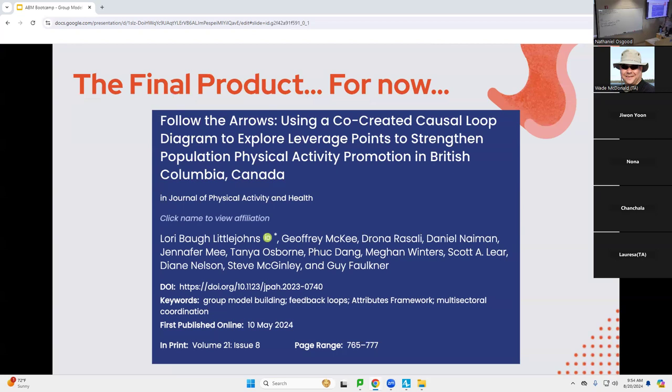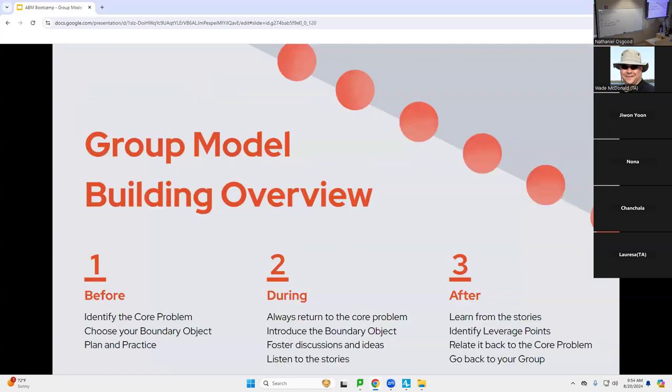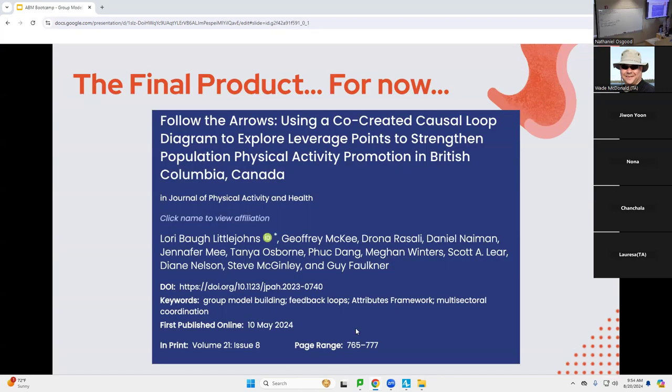One of the cool things about this paper is that we have a lot of names on here, and only like three of these are kind of like the lead team. All these other people are people who were involved in the group model building process.